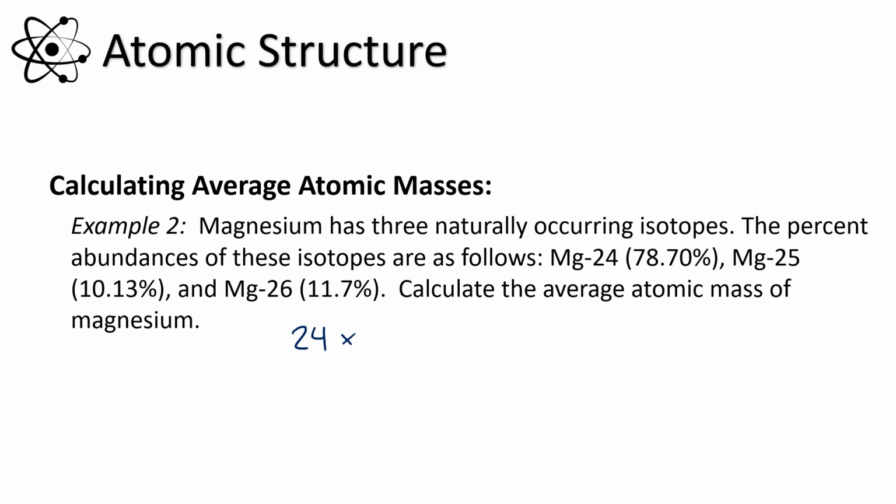So assuming you've tried this yourself, or if you just want to watch me do another one, my first step is to list out all of the masses. In this case, there's 3 of them, 24, 25, and 26. I'm going to multiply each of those masses by the modified percent abundance. So 78.7 becomes 0.787, 10.13 becomes 0.1013, and 11.7 becomes 0.117. Those are my relative abundance values.